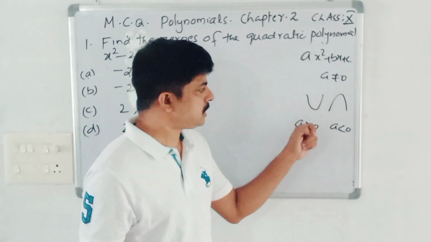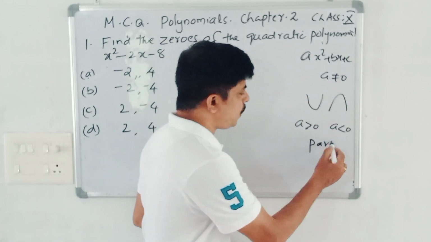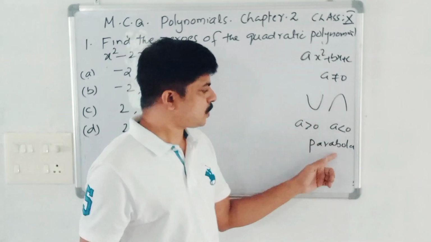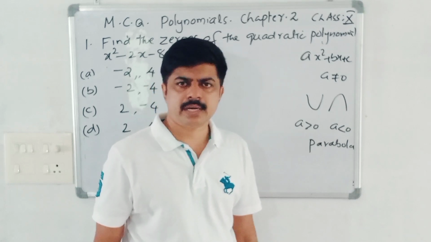Do you know the name of this shape? Do you know the name of this curve? The name of this curve is called parabola. Name of the graph of the quadratic polynomial is called parabola. Now we are going to learn the zeros of the quadratic polynomial.